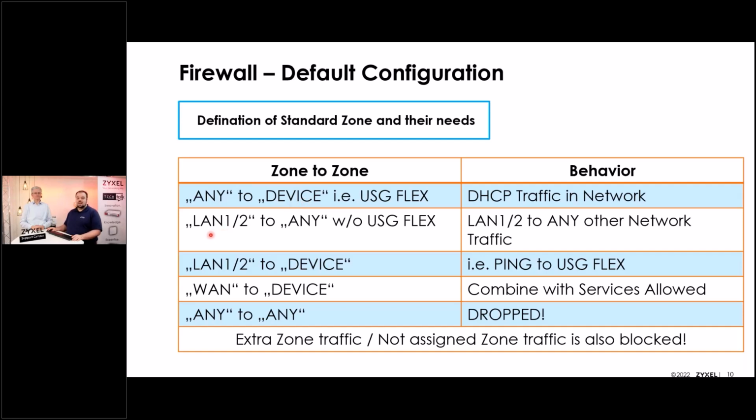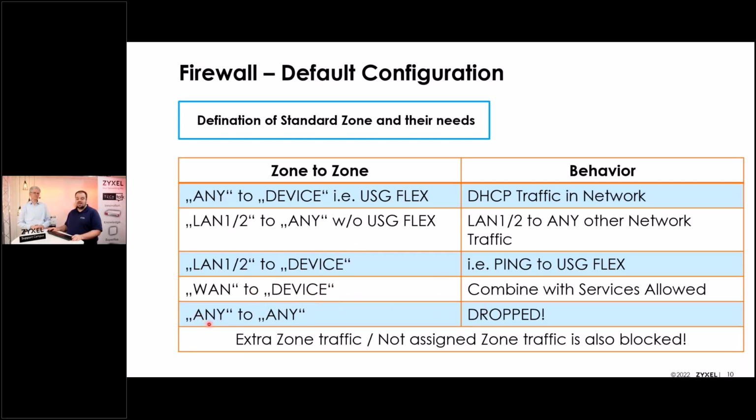The second one is LAN to any, which means that every LAN client, which usually receives a DHCP address, can use the internet and can reach the other LAN interface. LAN to device is needed, for example, for ping, for a connectivity check. If you want to prove the gateway is working, then this is a needed direction. WAN to device is for some default services, for example VPN, HTTPS port, WAN access, so everything from outside you want to reach the UC Flex.